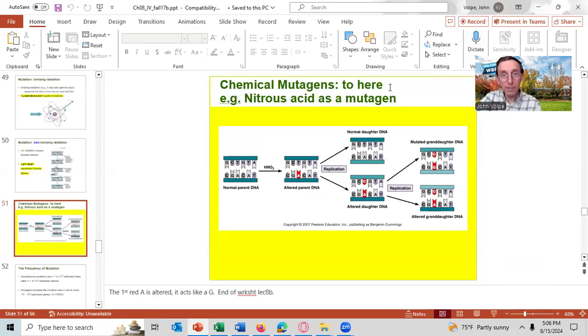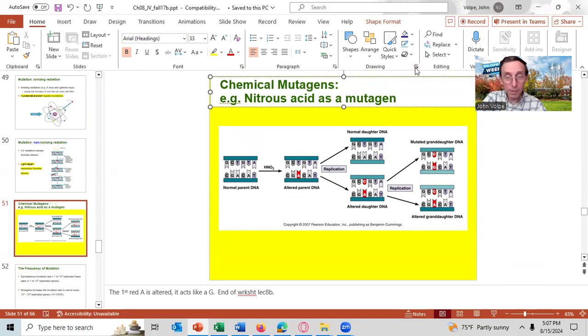All right, I have marked where we were. We discussed chemical mutagens, specifically nitrous acid, and how it acts as a mutagen, binding to adenine and then changing it, so the adenine doesn't react like adenine, it acts like a guanine.